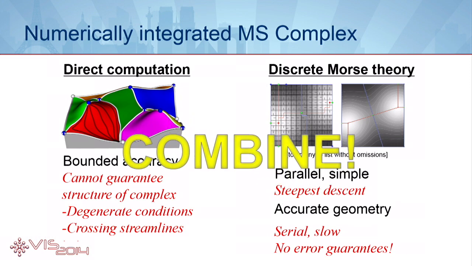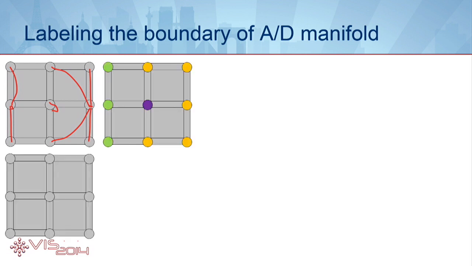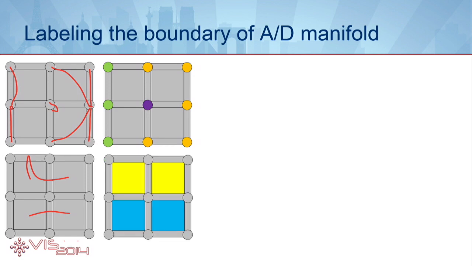So our idea is to combine the two. As a first step, I'm going to trace streamlines numerically from every vertex, and that gives me one map. Then I'm going to do the same thing, tracing streamlines upwards from every quad in this two-dimensional case. Where they end up, I'm going to cluster those quads, and it produces another map. Now, my observation is that to get a geometrically accurate Morse-Smale complex, I want the arcs of the complex not to cross these label boundaries.